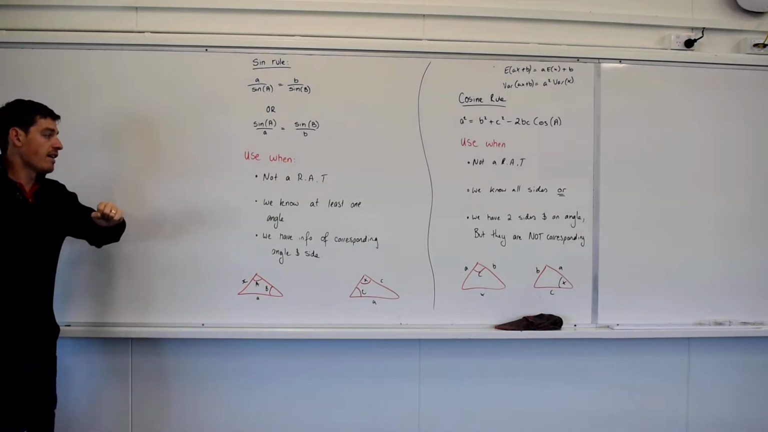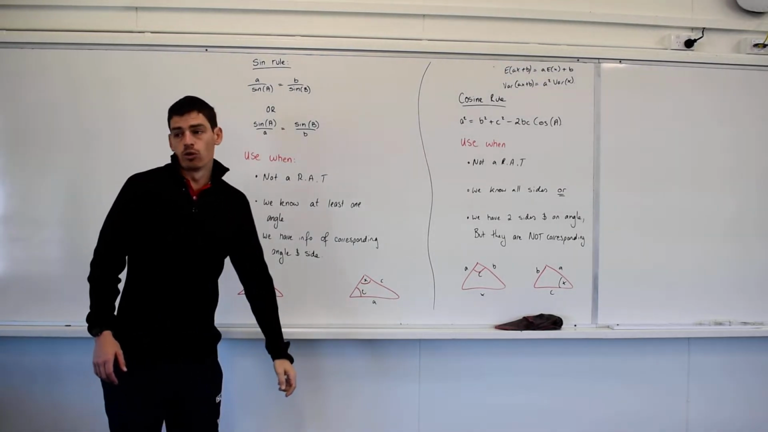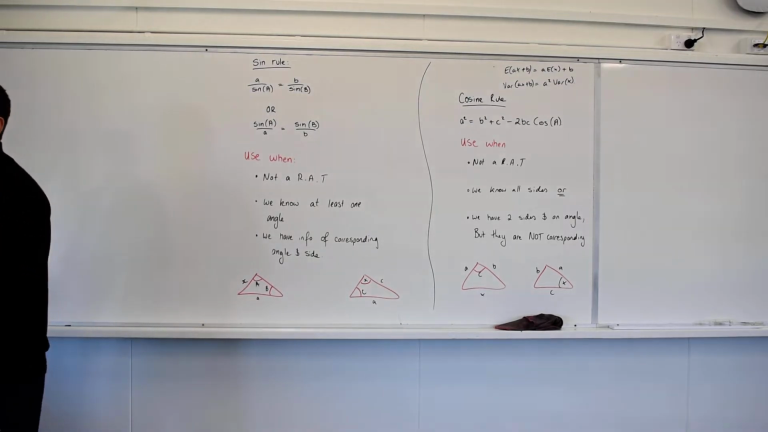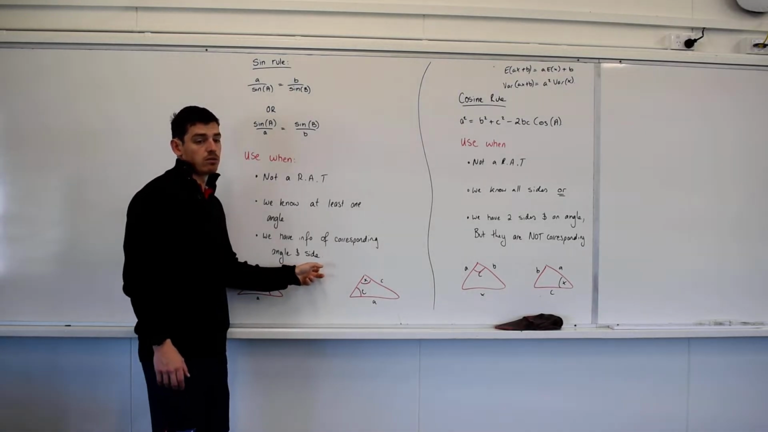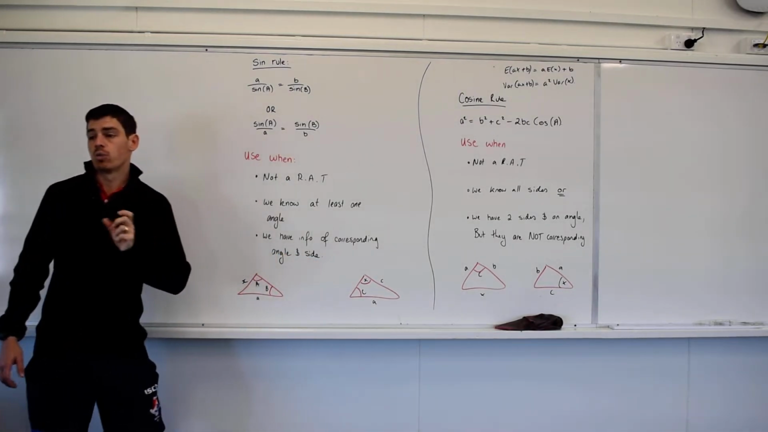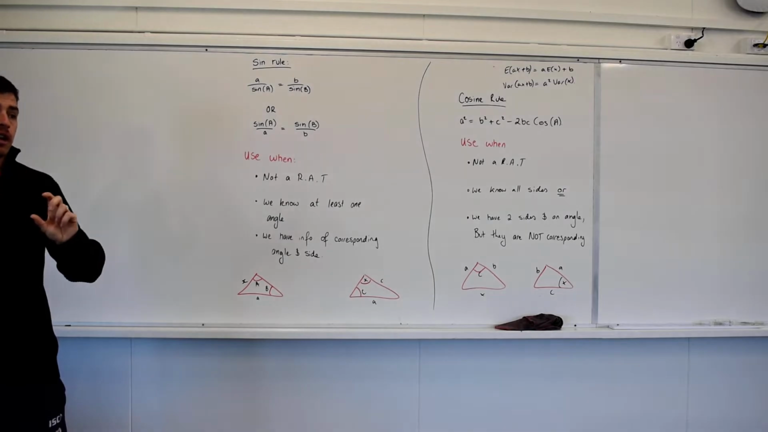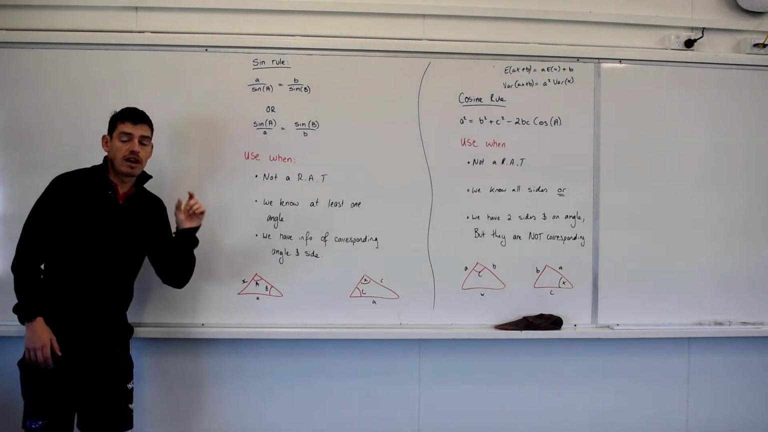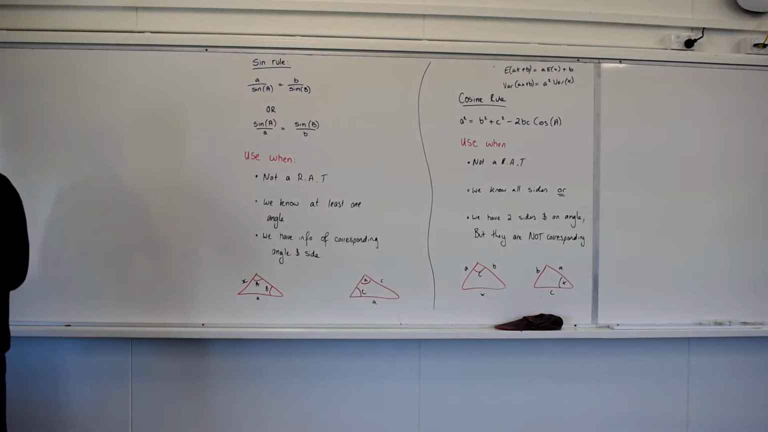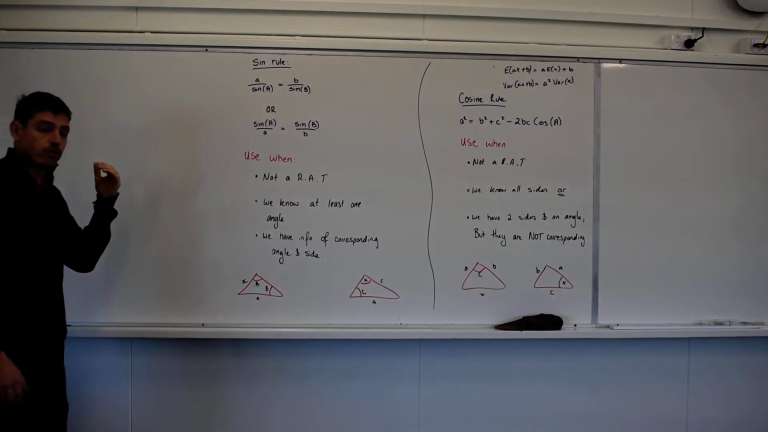We use these when we have at least one known angle, so we always have to have a known angle for sine, and that angle must have a corresponding side. So we must have at least one combination of corresponding side and angle. If we haven't got that, we can't use a sine rule. So every time you've got a corresponding angle and side, you're thinking sine rule.